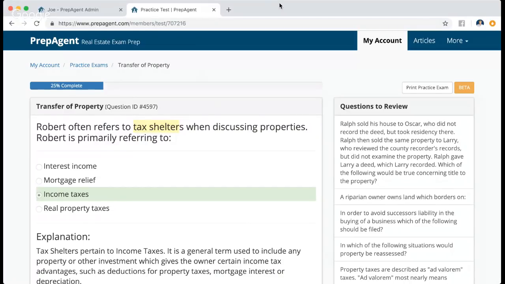a 1031 tax deferred exchange is a federal thing, so everybody needs to know it, no matter what state you're in. So basically, when you sell your property, you take the money from the property and you put it into another one. If you do that, you will not get taxed on the sale of the original property.